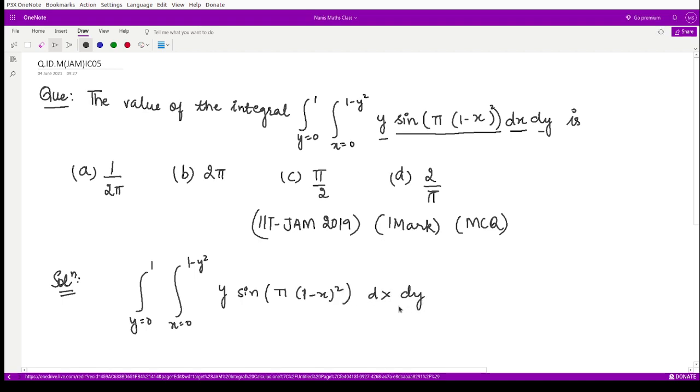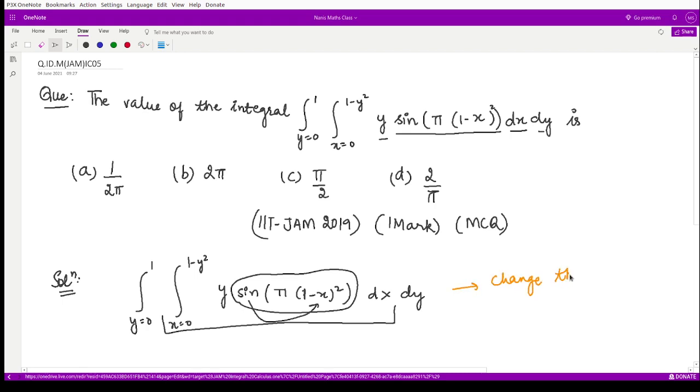When you first perform the integration with respect to x, this quantity 1 minus x square in the angle will create a problem and you are not directly able to calculate the integration. So what can be done here in order to calculate this integration? If you wanted to solve this integral, firstly we will change the order of limits and try to solve the question in that way.